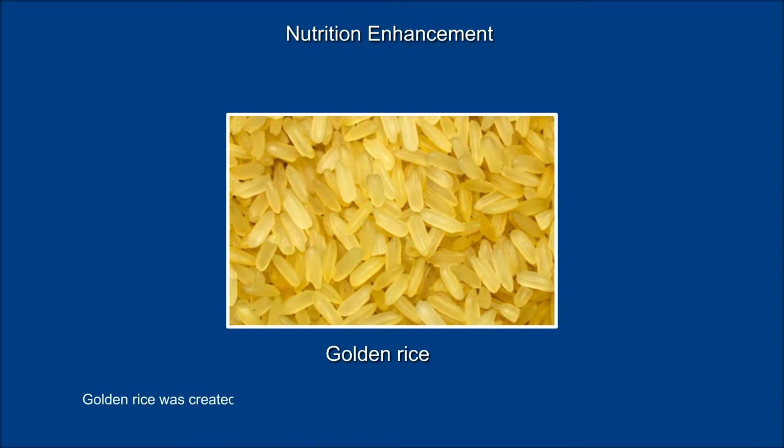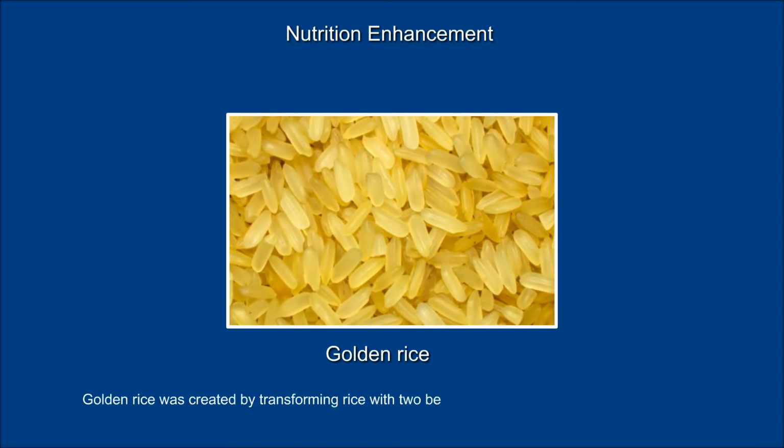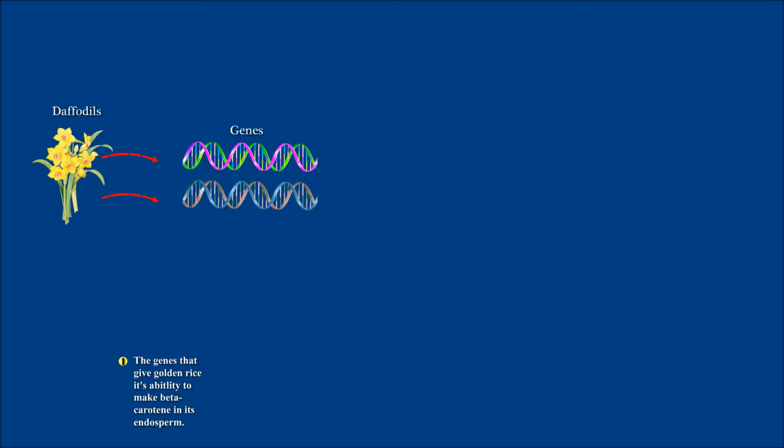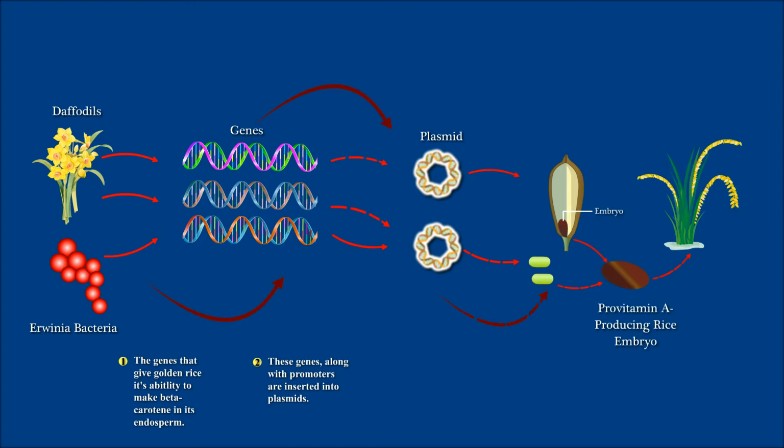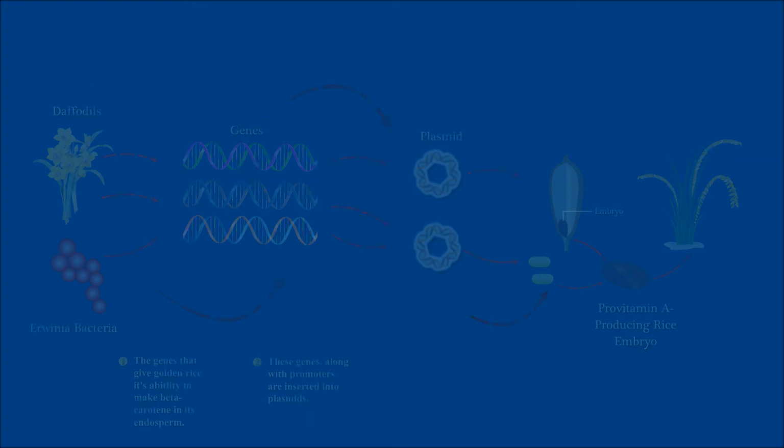Golden rice was created by transforming rice with 2 beta-carotene biosynthesis genes. PSY, phytoene synthase from daffodil, Narcissus pseudonarcissus. CRTI, carotene desaturase from the soil bacterium Erwinia uredovora. The PSY and CRTI genes were transferred into the rice genome and placed under the control of an endosperm-specific promoter so that they are only expressed in the endosperm.